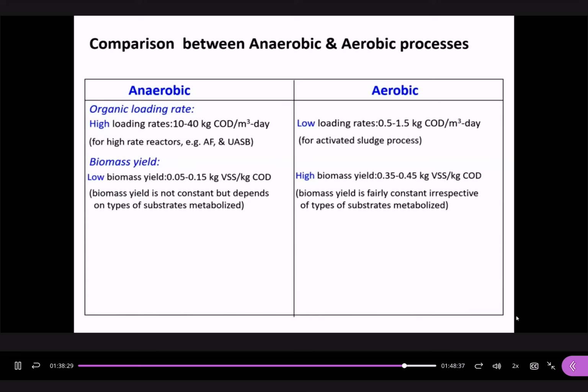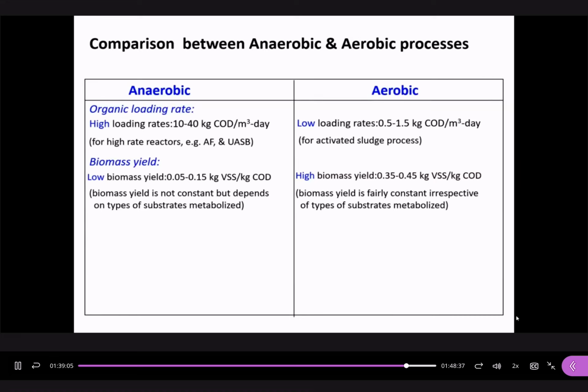I hope you still remember the yield. The high biomass yield is 0.35 to 0.45 kilogram VSS per kilogram COD, and biomass yield is fairly constant regardless of the types of substrate metabolized. For anaerobic treatment, the biomass yield is low. It's about 0.1 to 0.15 kilogram VSS per kilogram COD.